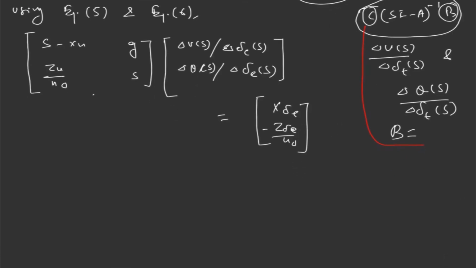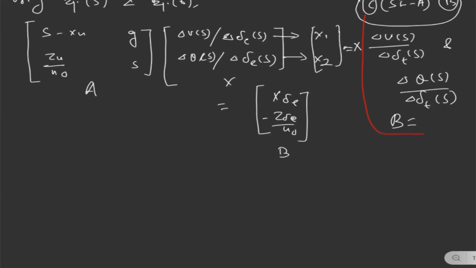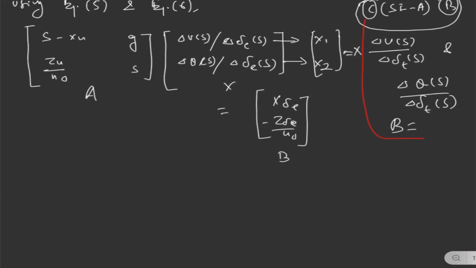Now let's assume this is our A, this is X, and this is B, for example. So here this indicates X1 and this indicates X2, which is basically the X vector. Now we have to find X1 and X2, which are basically the transfer functions.